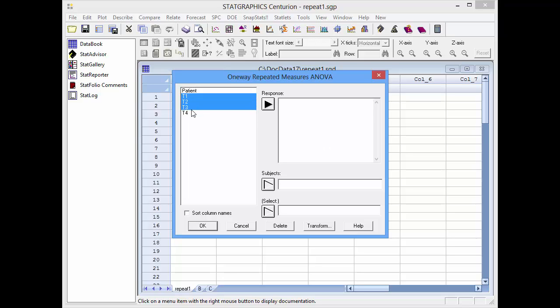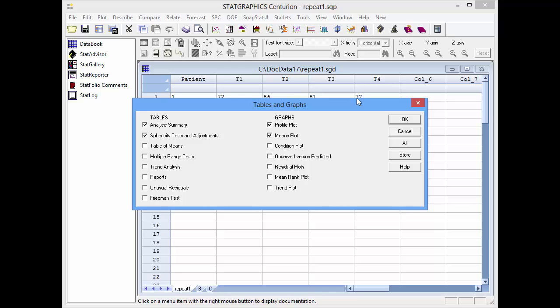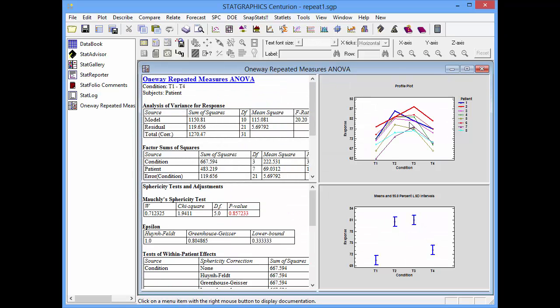To run the procedure, I'll place in the response field the column names T1 through T4. In the subject field, I'll put the column name patient and then press OK. There's nothing to change on the Analysis Options dialog box, and on the Tables and Graphs box, the defaults will be fine. This will open up a new analysis window with 2 tables and 2 graphs.